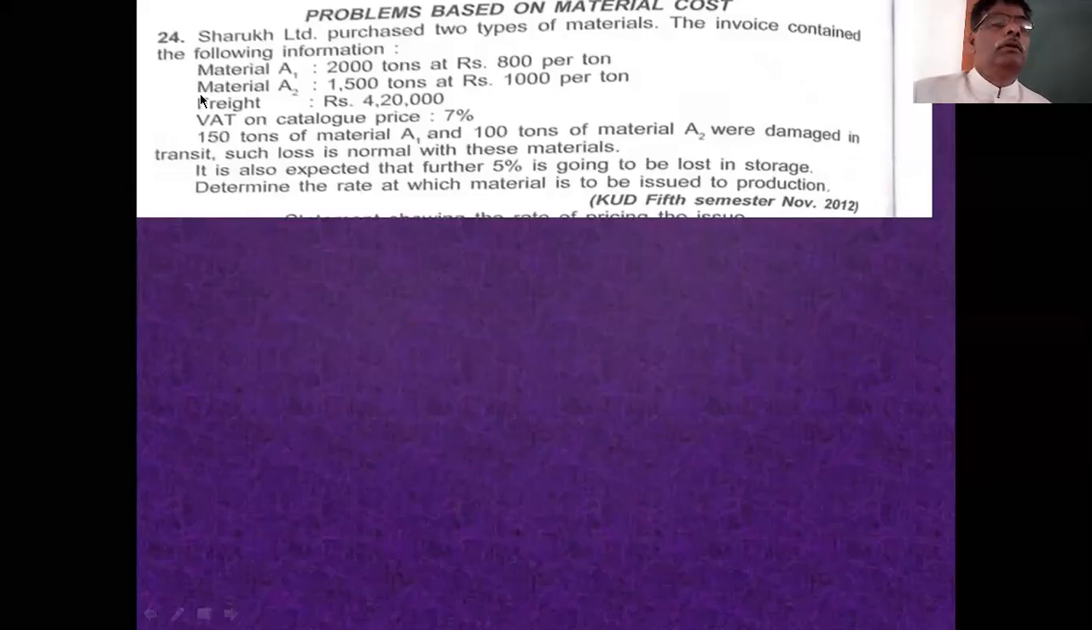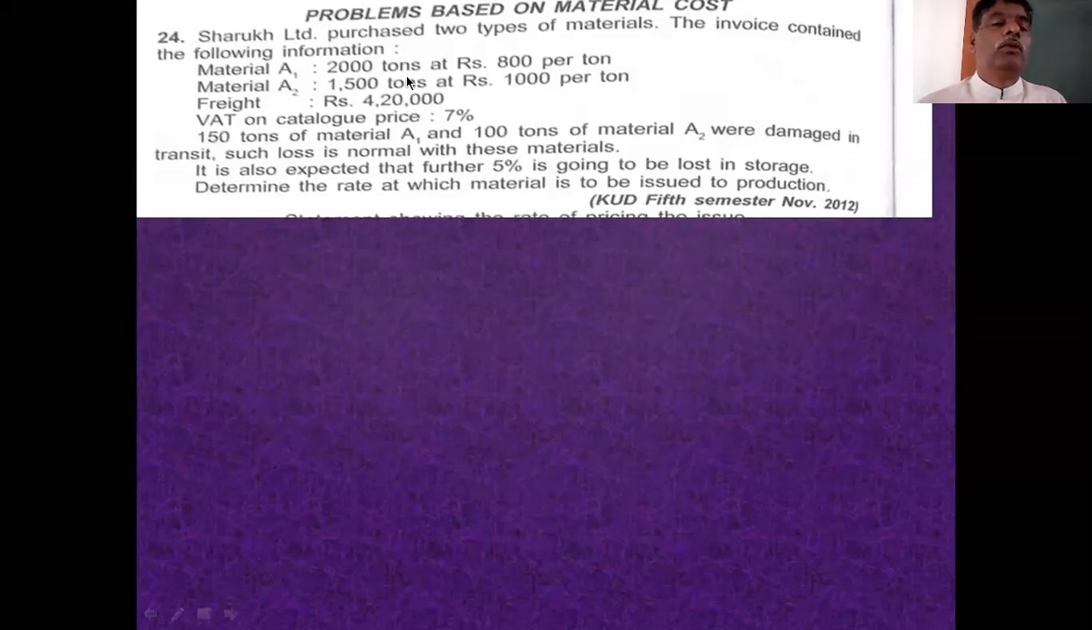You will get the amount. In the same way, material A2 1500 tons, rate is 1000 per ton. Multiply these two, you will get the total amount of material B. Sorry, A2. Freight 4,20,000. This is based on quantity. On the basis of quantity, you have to allocate.